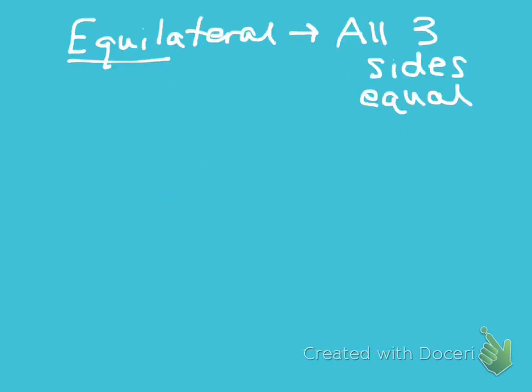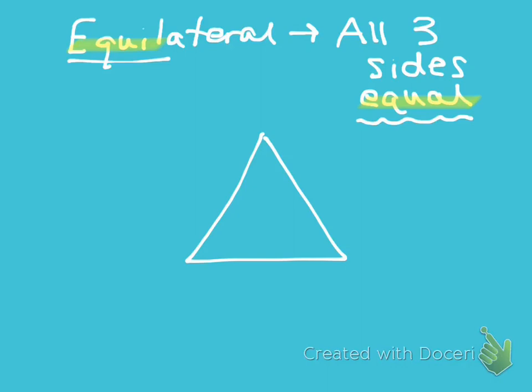An equilateral triangle has all three sides that are equal. And that's easy to remember because it starts with the word equal, just spelled a little differently. That's how we say it. And it means all three sides are equal. And that would look something like this, where each side is 1 foot by 1 foot by 1 foot.